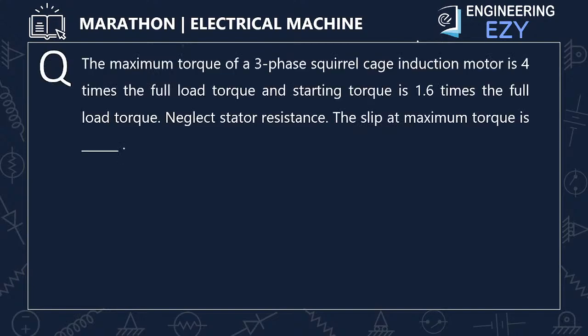Okay, this is the next question. The maximum torque of a three-phase squirrel cage induction motor is 4 times the full load torque, and the starting torque is 1.6 times the full load torque. Neglect the stator resistance. You have to calculate the slip at maximum torque, the SMT.